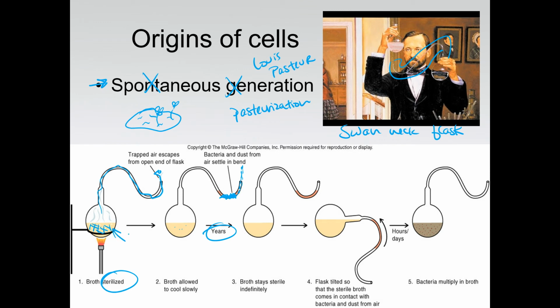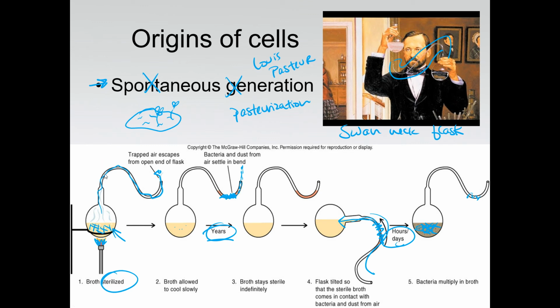Oh, by the way, for his broth, he used dog urine. Yay! Yum! I can't imagine the smell of heating up dog urine. Anyhow, for years, nothing grew in the dog urine, and it was amazing until the flask got tilted a little bit. And so the broth came into contact with all the stuff that got stuck here. And when he tilted his flask back up, mere days later, it was full of gunk. Because those cells were able to get to the food and reproduce to make more cells.